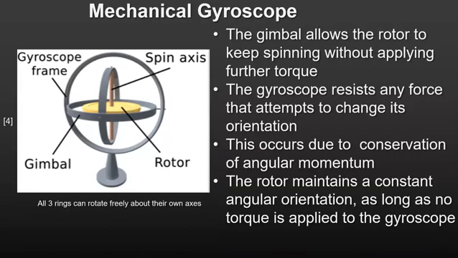The first mechanical gyroscope was invented in the early 19th century. It was combined with electric motors late in the 19th century to provide navigation devices for the world's navies. The gimbal allows the rotor to keep spinning without applying further torque. Due to conservation of momentum, it resists any force that attempts to change its orientation. The rotor maintains a constant angular orientation as long as no torque is applied to the gyroscope.